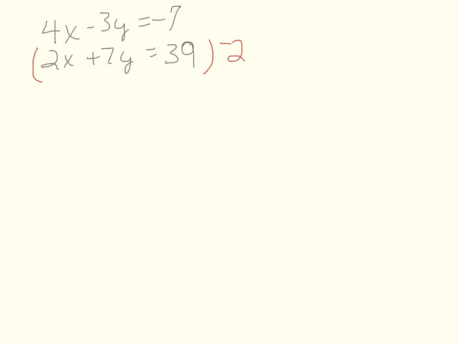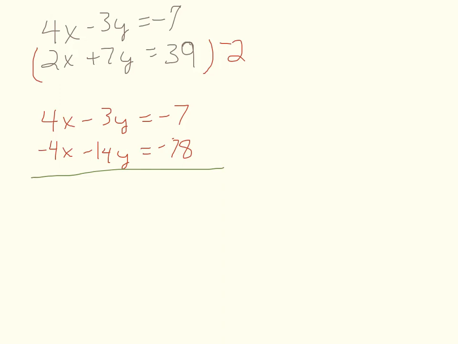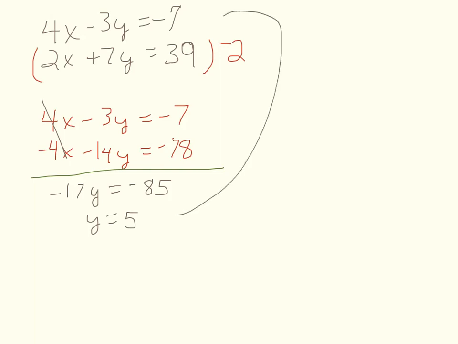So I'll multiply it by negative 2. Yeah? So when you multiply it by negative 2, the first equation doesn't change, still this. But the second equation actually becomes negative 4x minus 14y equals a negative 78. Okay? From here, you just add them. Okay? So you should see that these cancel out. You'd end up with negative 17y is negative 85, and you end up with y is equal to 5. Now, because you've made this into one equation, you have to take this value and plug it back into one of these equations to get your other number.